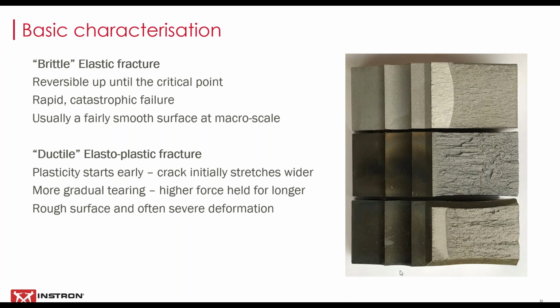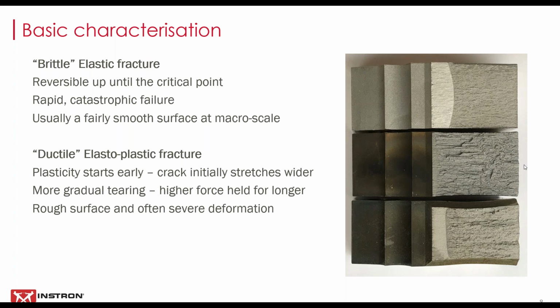Certainly, you see in the bottom specimen on the right hand side, you can see the sides of the specimen are pulled in. There's a lot of ductility, a lot of plastic deformation happening right the way through. Now that bottom one there is ductile austenitic stainless steel, if you care about that sort of thing, and you can see a much rougher surface, and that tears very gradually, but it's going to hold that force for much longer as it tears.